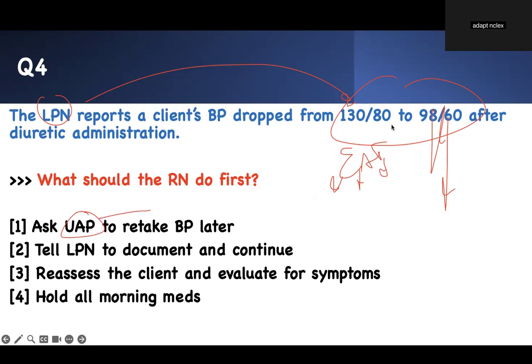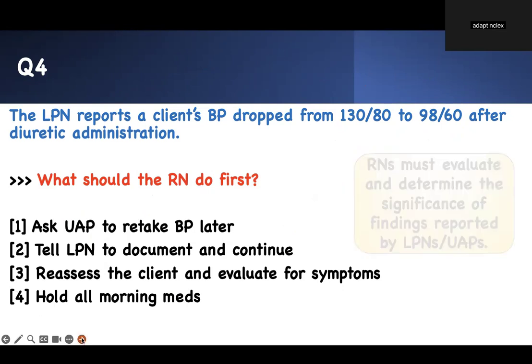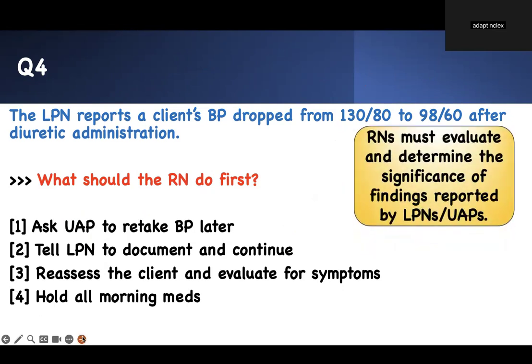Checking it later, the patient is hypotensive. That's not safe. Document and waiting is the same thing. 1 and 2 are saying the same thing, test-taking strategy. Even though I changed the words, they are the same. Ask to retake later is the same thing as waiting and monitoring. Therefore, 1 and 2 are the same. You're left with 3 and 4. Holding all medication, you are just being passive. You don't do anything. You have to reassess and then see what is going on, whether this is affecting the patient. The RN must evaluate and determine the significance of the finding.